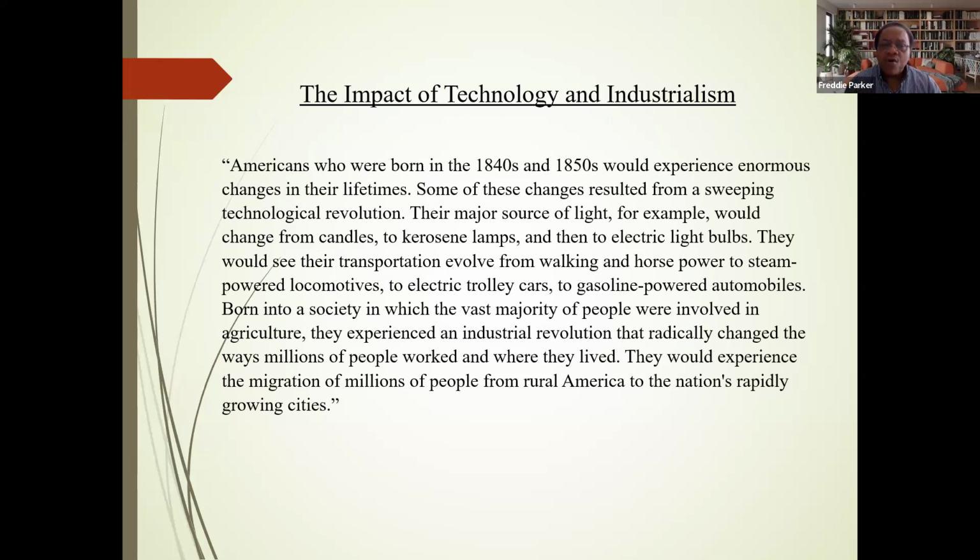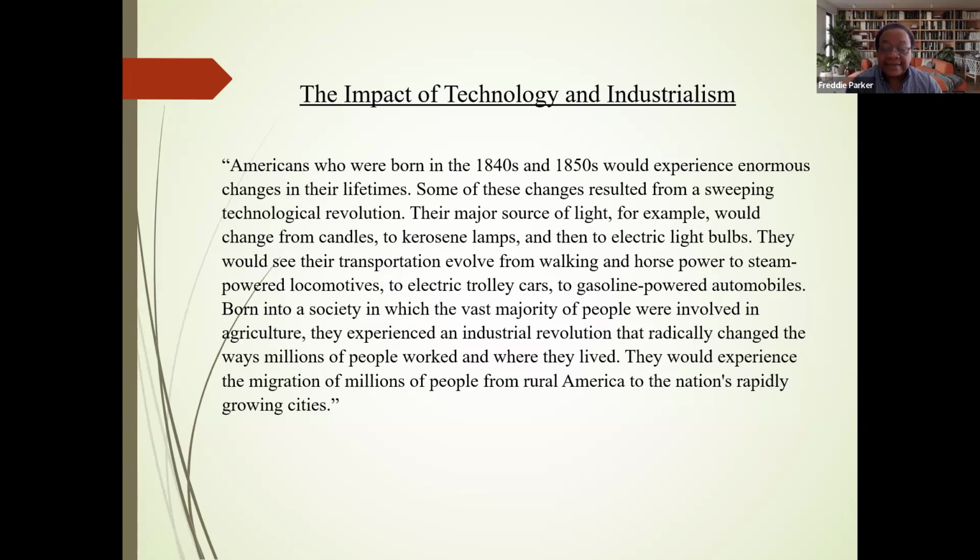Quote, Americans who were born in the 1840s and 1850s would experience enormous changes in their lifetimes. Some of these changes resulted from a sweeping technological revolution. Their major source of light, for example, would change from candles to kerosene lamps and then to electric light bulbs. They would see their transportation evolve from walking and horsepower to steam-powered locomotives to electric trolley cars to gasoline-powered automobiles.